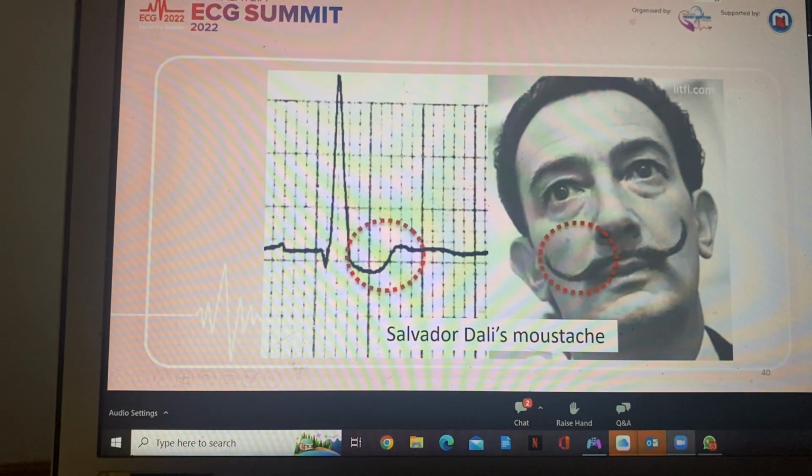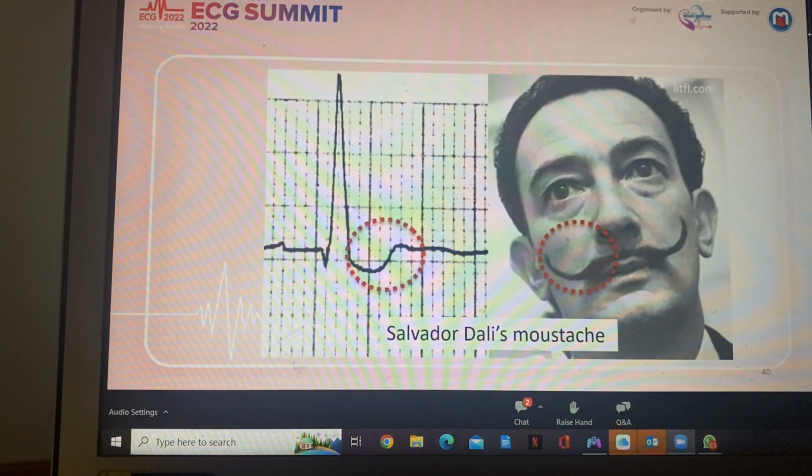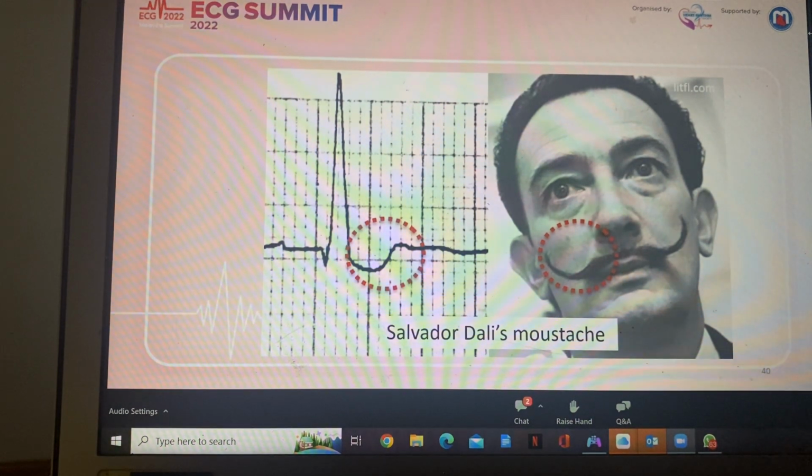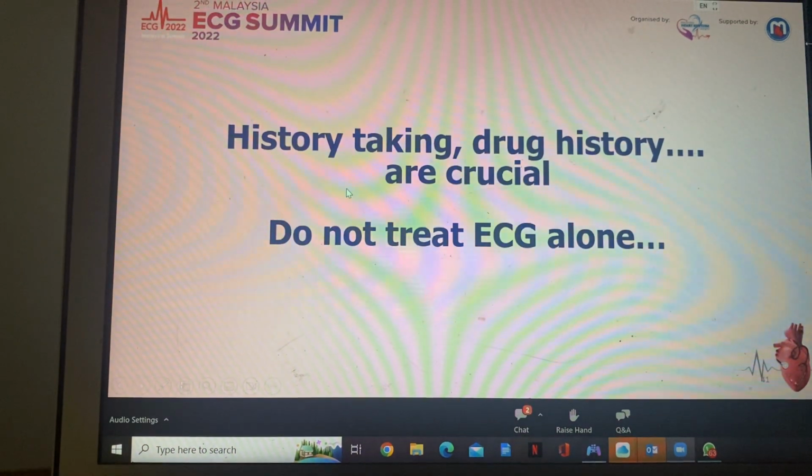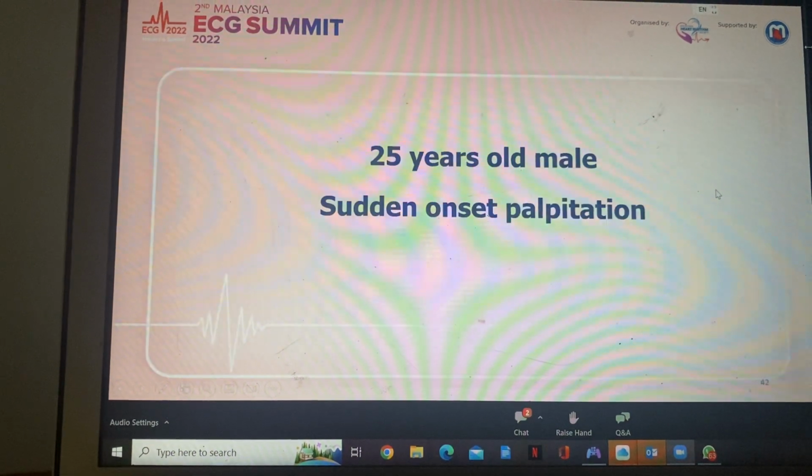What I want to highlight about this case is that not all patients with narrow complex tachycardia will settle with adenosine, vagal maneuver, beta blocker, or calcium channel blocker. Always think out of the box. Think of some other things. Drug history and history taking are always crucial. Do not treat the ECG alone.